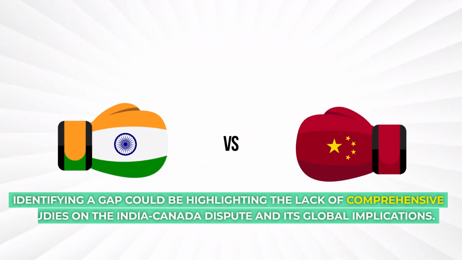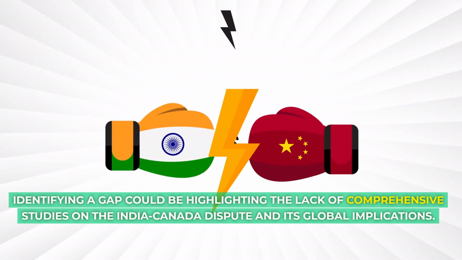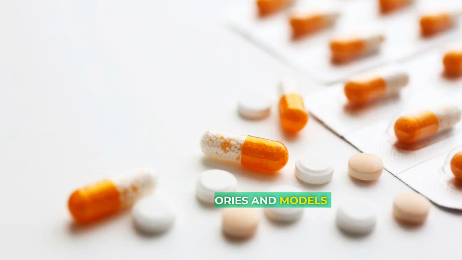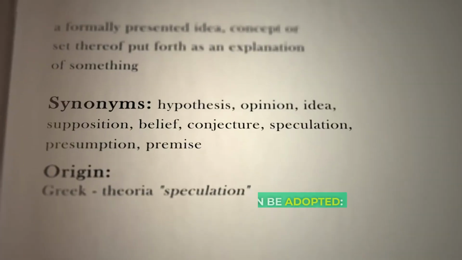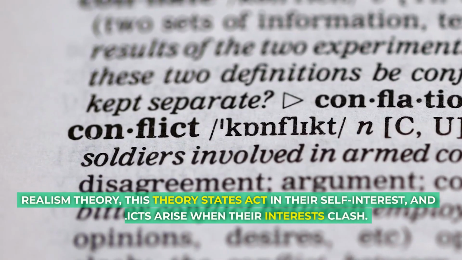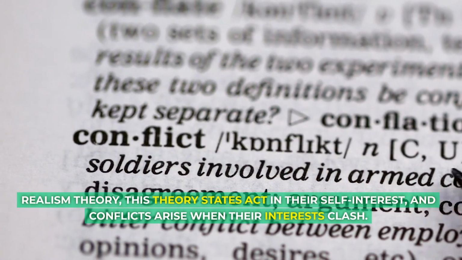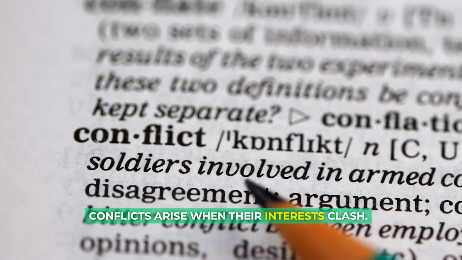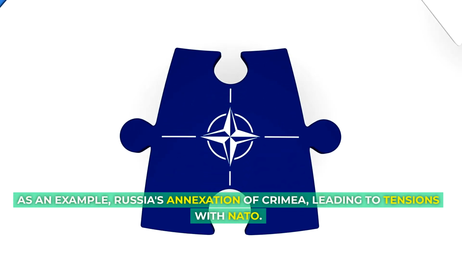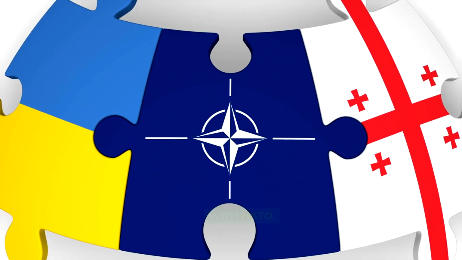Literature gap. Identifying a gap could be highlighting the lack of comprehensive studies on the India-Canada dispute and its global implications. Research theories and models. Some theories that can be adopted. Realism theory. This theory states that nations act in their self-interest, and conflicts arise when their interests clash. As an example, Russia's annexation of Crimea, leading to tensions with NATO.